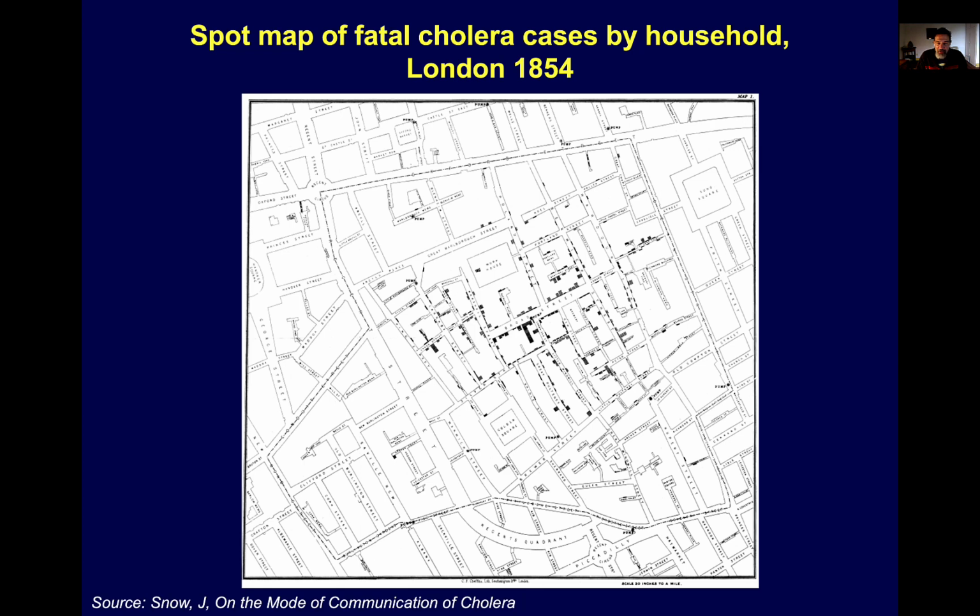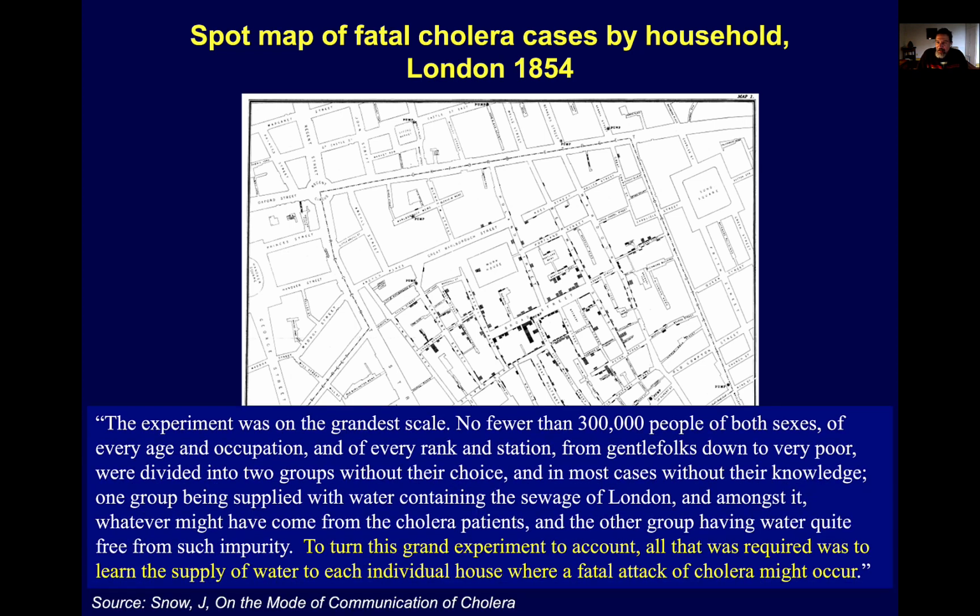In fact, a better scenario couldn't have existed for Snow to test this hypothesis because in many cases, two adjacent households would receive water from different water supply companies. And he immediately grasped the strengths of the natural experiment that these circumstances provided. And in Snow's words, he said, to turn this grand experiment to account, all that was required was to learn the supply of water to each individual house where a fatal attack of cholera might occur.